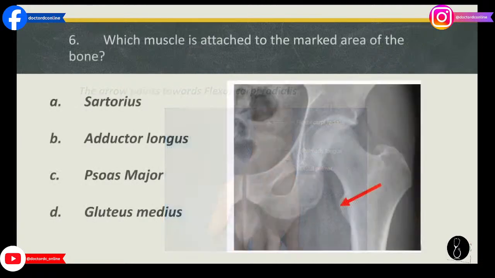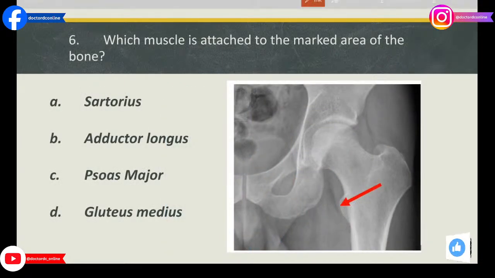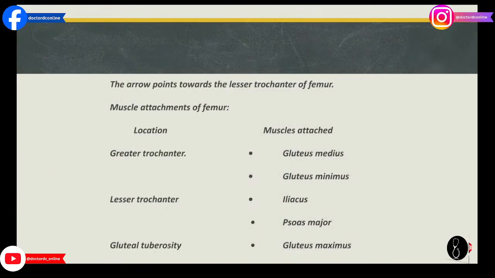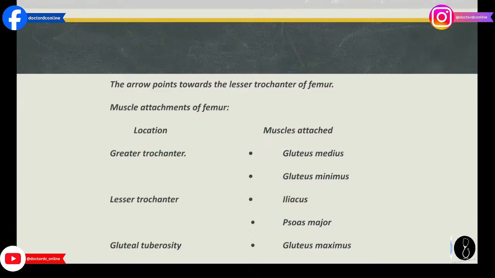In question 6, the image shows a bone marking, and you are asked to identify which muscle inserts there. The options are option A, sartorius, option B, adductor longus, option C, psoas major, and option D, gluteus medius. The arrow points to the lesser trochanter of the femur, which is the insertion point of the psoas major muscle. The correct answer is option C, psoas major.